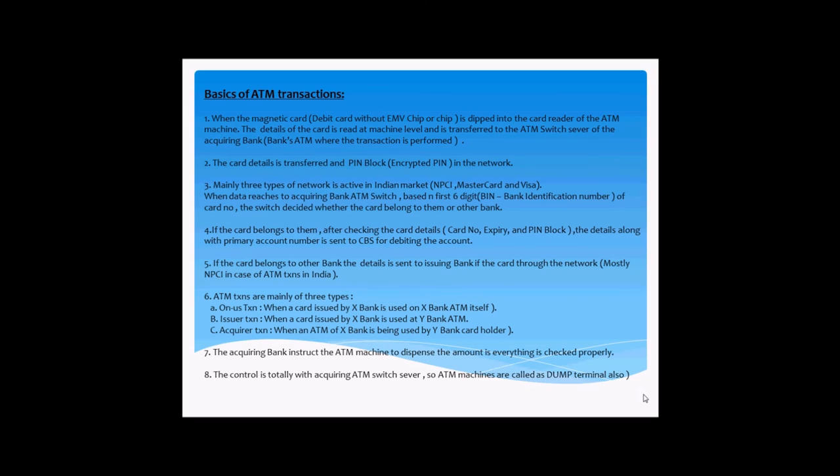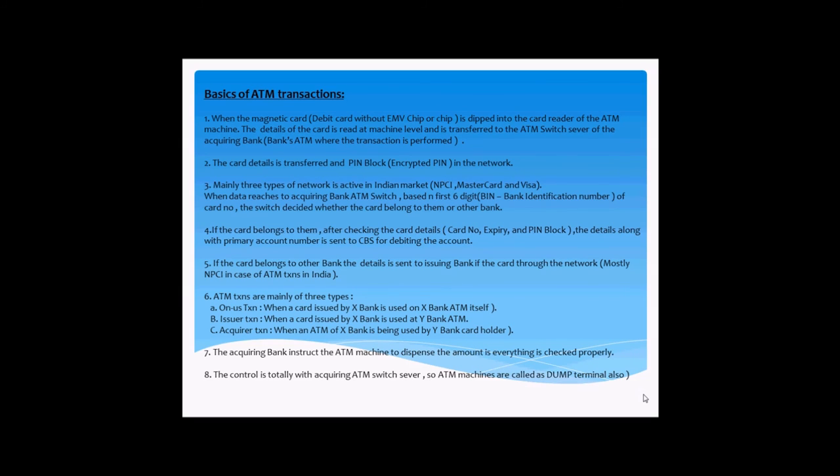Coming to the acquiring bank. Normally ATM transactions are mainly of three types. The first is the owner's transaction. In the owner's transaction, suppose the card is issued by the X bank and it is used at the same bank's ATM. That is called an owner's transaction.